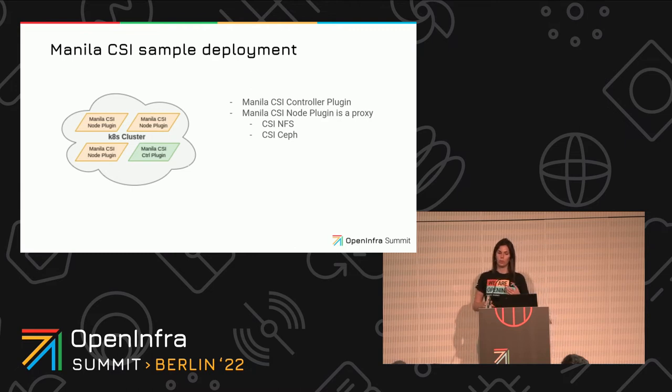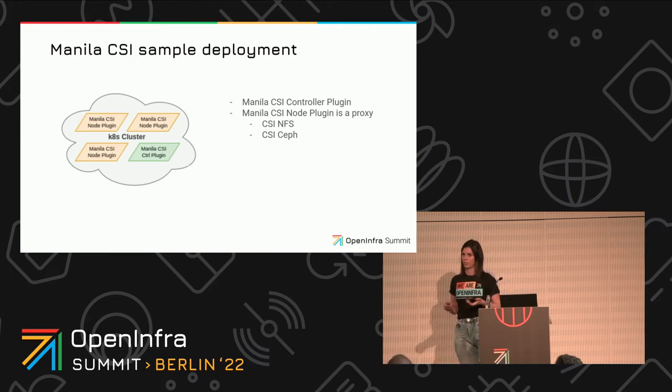Now we have all the node-related operations, basically all the communication that goes to the data plane, which is carried out by another CSI driver dedicated to that particular file system. So in our case, the Manila CSI node plugin acts as a proxy driver that communicates to CSI NFS, for instance, or CSI Ceph in order to perform the actual share creation or share mounting operation. This has been done this way in order to minimize the cost of developing and maintaining the drivers. It didn't make sense at that point to rewrite the whole thing if we could use what was already available in the community.